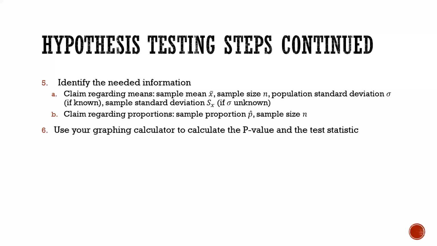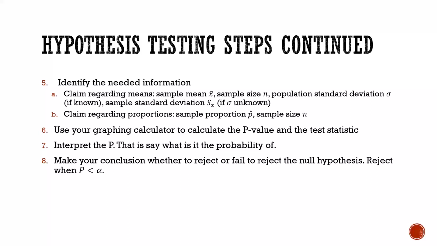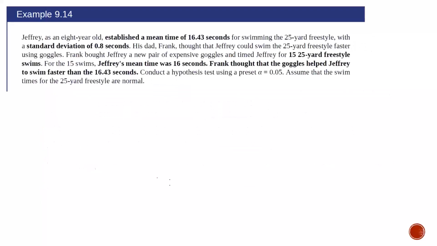We're going to now learn how to use our graphing calculator to calculate your p-value and test statistic. Interpret the value of p, say it's what the probability of. Since our calculator can do both, we're kind of using the critical value and the p-value method simultaneously. This is the p-value method. You're going to make your conclusion whether to fail to reject or to reject the null hypothesis, and you're going to do that when p is less than alpha. That was the p-value method, right? Okay.